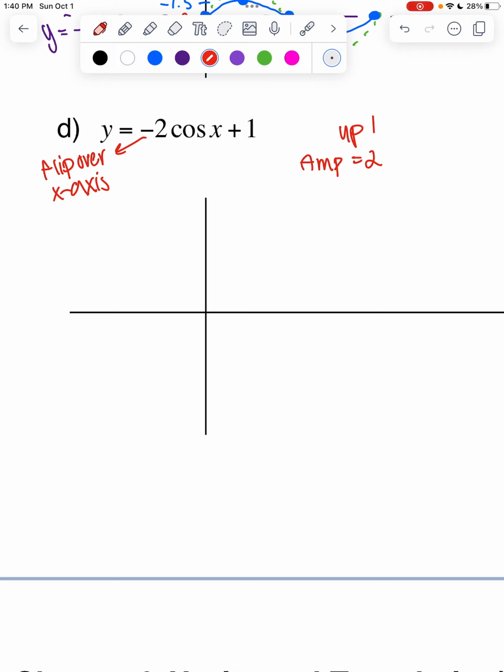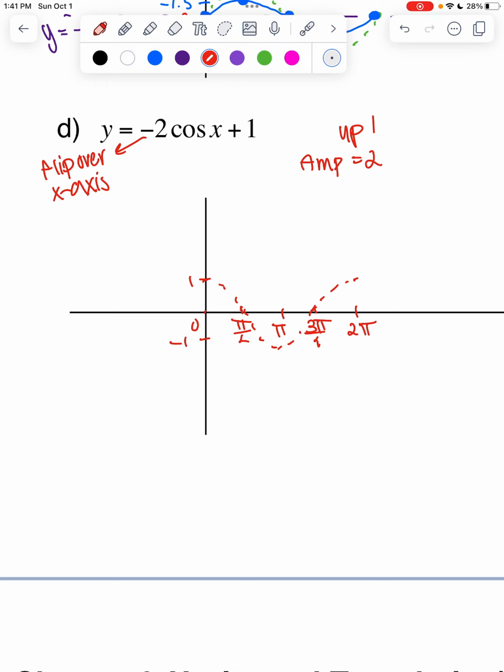So again, always start with your parent function. So we're at 0, pi over 2, pi, 3 pi over 2, and 2 pi. Going up to a 1, and then going down to -1. Again, we're dealing with cosine, so this is our parent function.